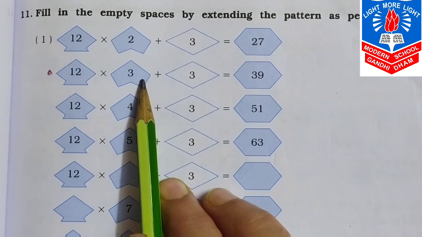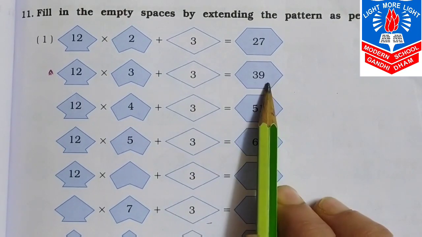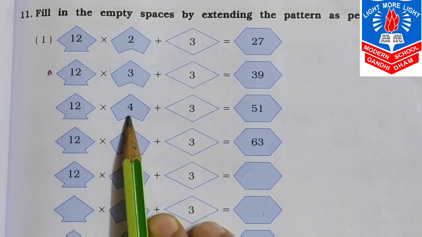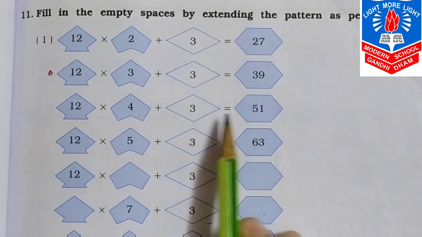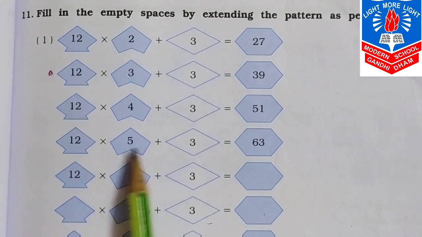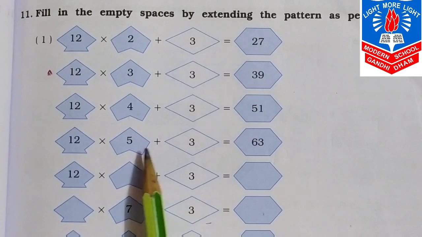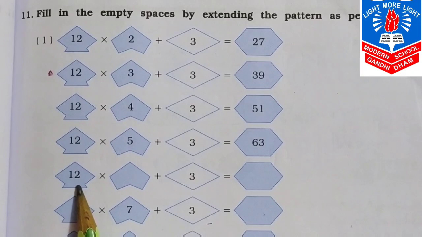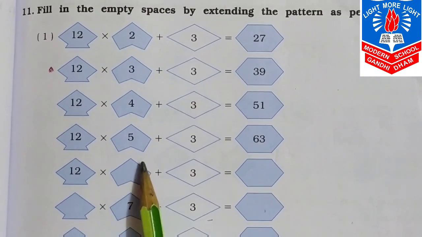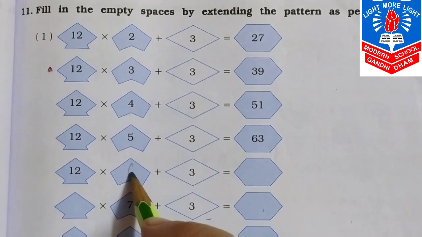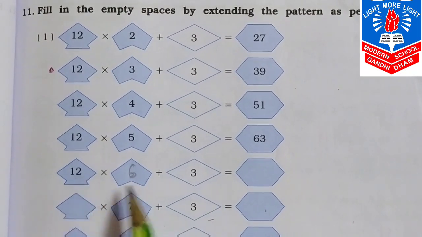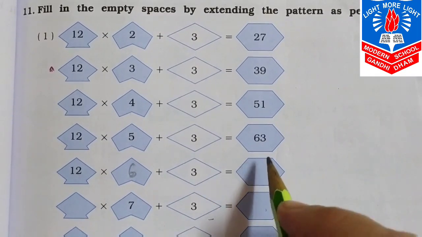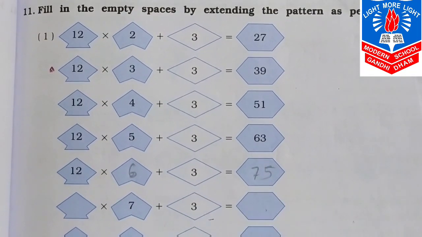12 3s are 36. 36 plus 3 is equal to 39. 12 into 4. 12 4s are 48 plus 3 is equal to 51. 12 5s are 60 plus 3 is equal to 63. Then 12 into what? Here is 5, then here is 6. 12 6s are 72. 72 plus 3 is equal to 75.